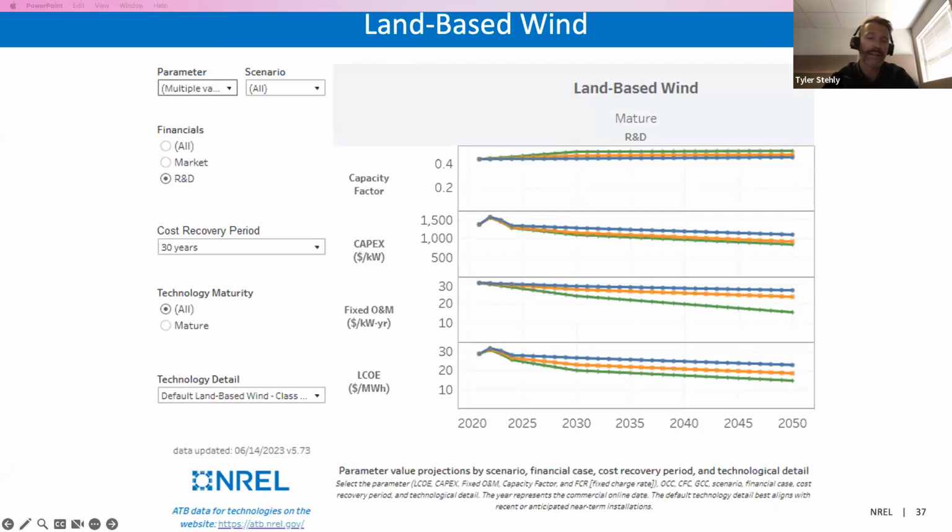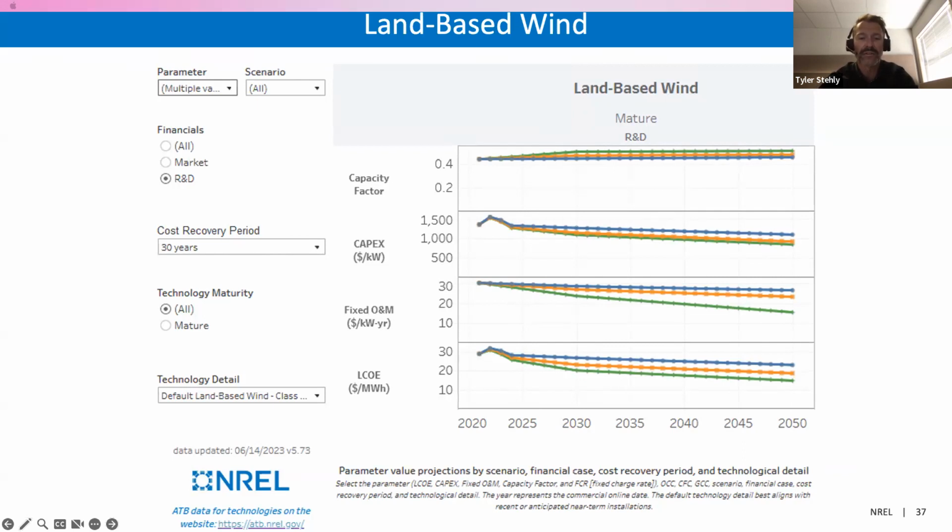So yeah, on this slide here, it's showing the default wind class 4 in the graphic. So this is similar to an average site you'd find in the wind belt of the United States. This is representative of a single wind turbine technology suitable for this wind class over time. So the primary inputs to calculate LCOE are being displayed here from the base year of 2021 projected out to 2050.